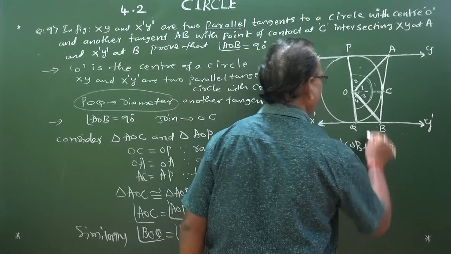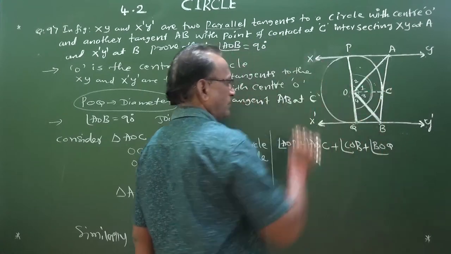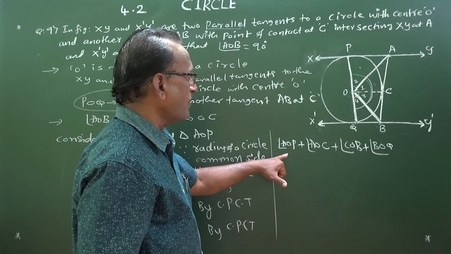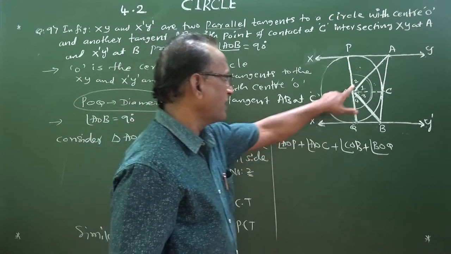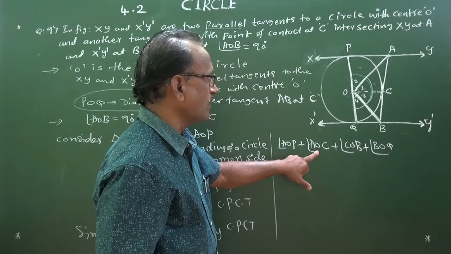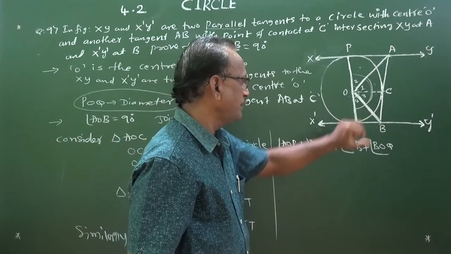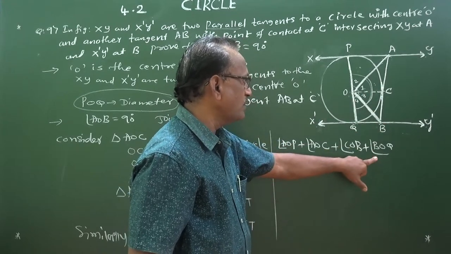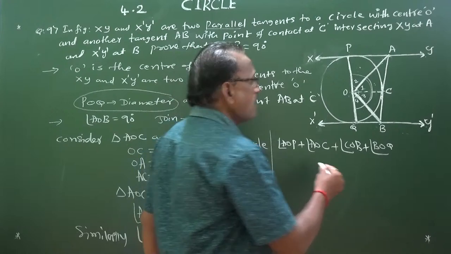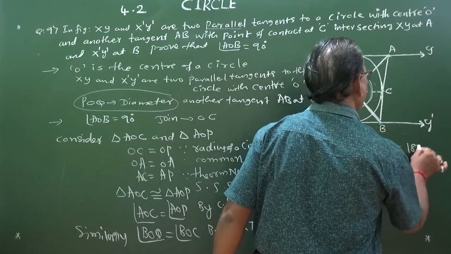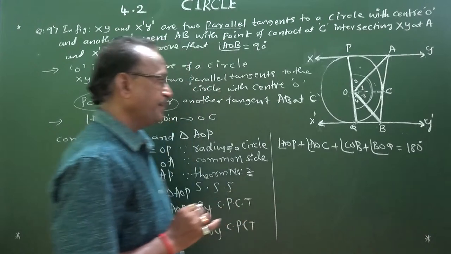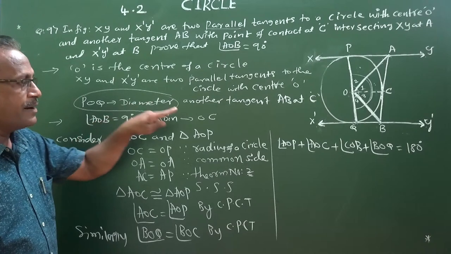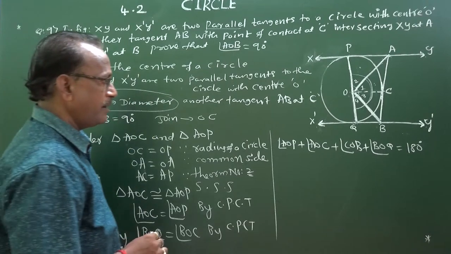All four angles, 1, 2, 3, 4, together I write plus: AOP, this one, next AOC, this one, middle COB, third one, and the fourth one is BOQ. The sum of these four angles is equal to 180 degrees, because you write the reason: POQ is a diameter.